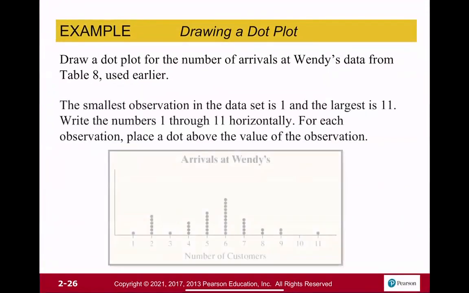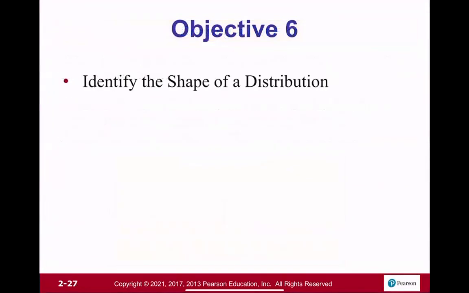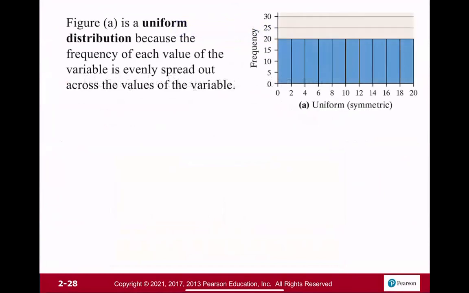Let's see if I missed anything. Dot plot, cool. And now identifying the shapes of the distribution. This is really important. This is going to tell us a lot about the data. A uniform distribution, figure A, is a uniform distribution because the frequency of each value of the variable is evenly spread out across the values of the variable.